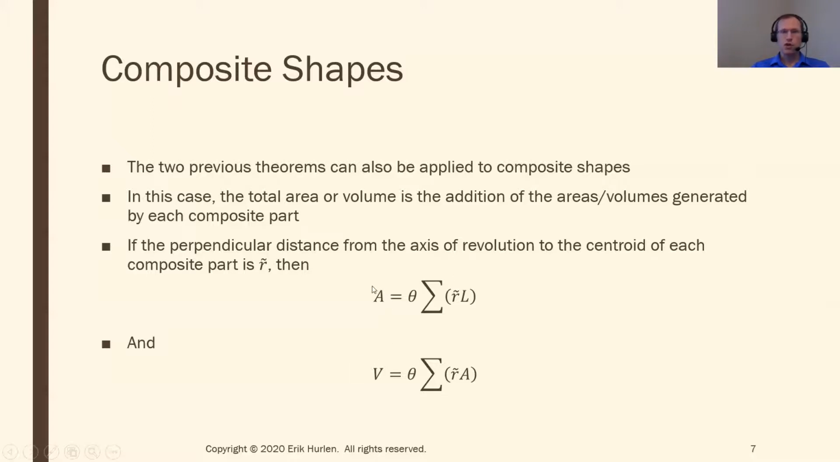To find the overall area, I take the angle through which I rotated, and then the centroid times the length of each individual line. Add all those up, and that gives me the total area. Or similarly, take the centroid of the area times the area of each individual little component. Add those all up, multiply by the angle through which they're rotated, and that gives me the overall volume.